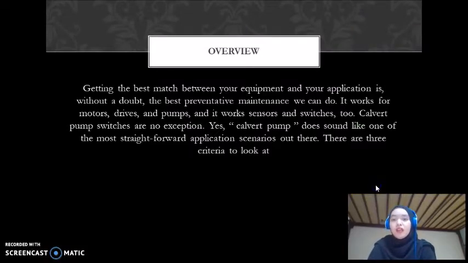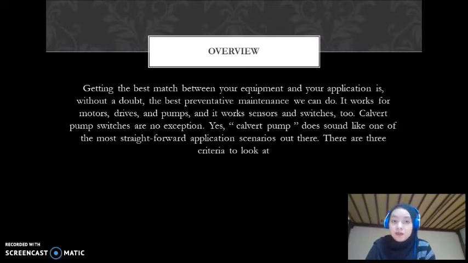The overview. Getting the best match between your equipment and your application is without a doubt the best preventive maintenance we can do. So as we want to put a cover with a sensor on it, we need to find the best application for it and the best maintenance to hold it for years. It works for motors, drives, and pumps, and it also works for sensors and switches too. Culvert pump switches are no exception.